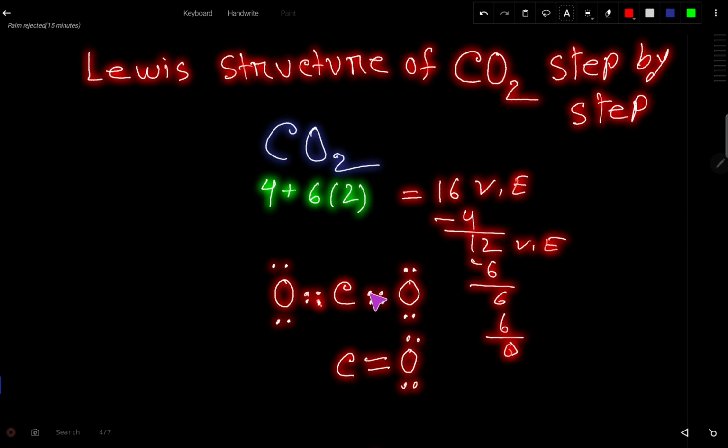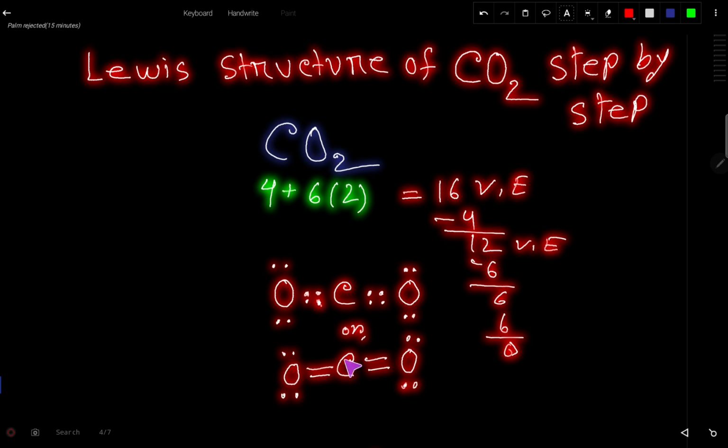You can express this bond pair as a dash. Here 2 bond pairs, 2 dashes. So Lewis structure of CO2 molecule, this or this. This carbon is sp2 hybridized, and this oxygen is also sp2 hybridized. Double bond indicates sp2 hybridized.